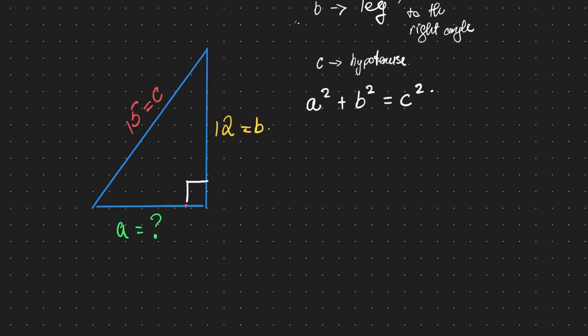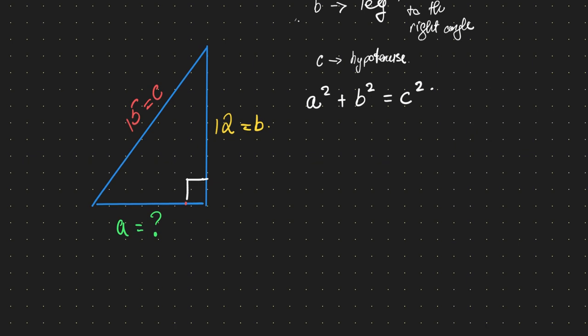Okay, so let's go ahead and write what we know. So we know that A is a question mark, we know that B is 12, and we know that C is 15. Let's plug in all of these numbers inside the equation. It's that simple. So A squared, because we don't know, plus we know what B is, 12 squared, equals, we know what C is, 15 squared.